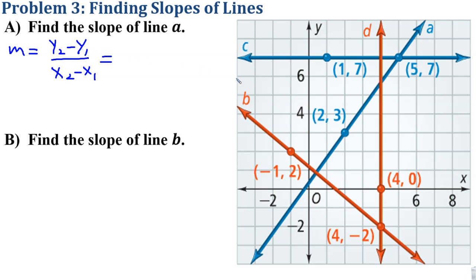So y minus y, I'm going to say 3 minus 7, over, in the same order then, x minus x, so we can go 2 minus 5. Reducing that down, 3 minus 7 is going to be a -4, over 2 minus 5, which would be a -3. I can reduce that further because a negative divided by a negative is a positive, so I can just say this slope is 4/3.